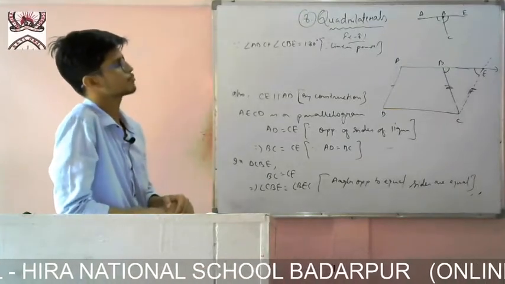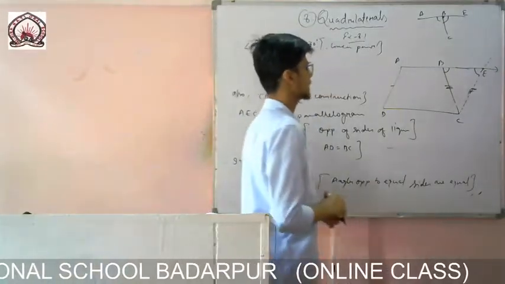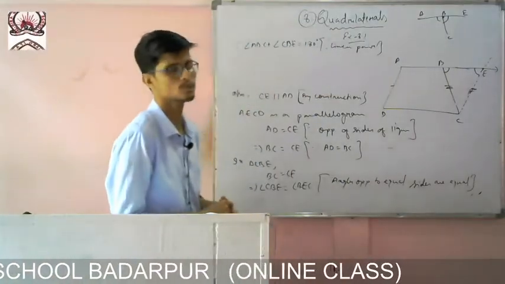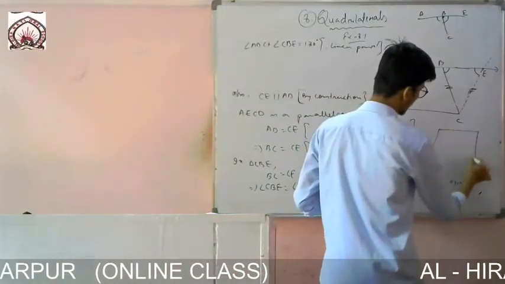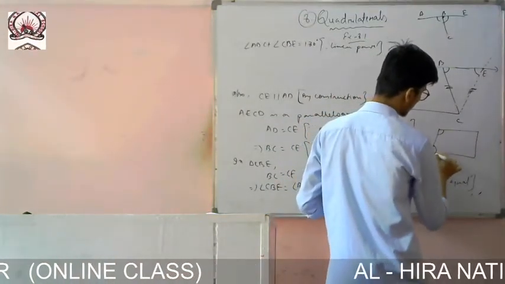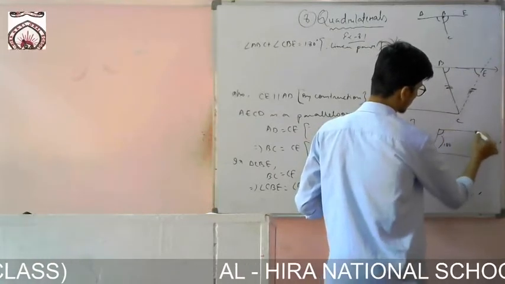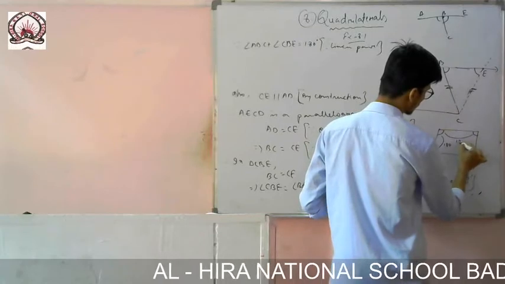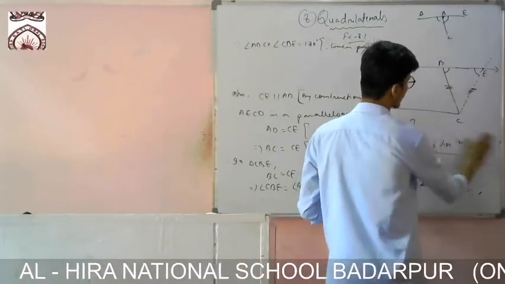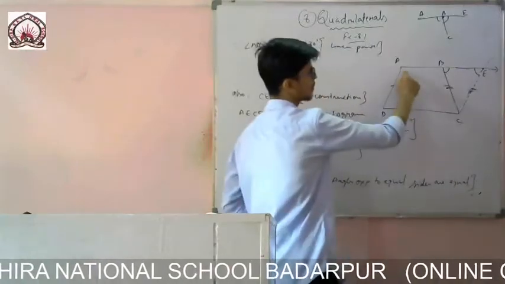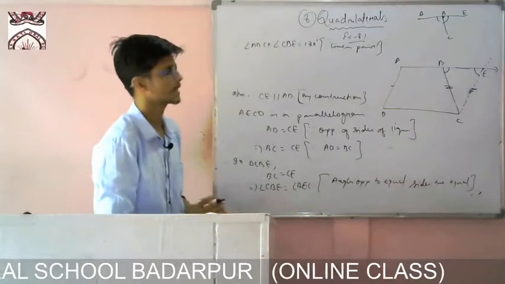And one more thing you see, in a parallelogram, the sum of the adjacent angles is equal to 180 degrees. If this is a parallelogram, then the sum of these adjacent angles will be 180 degrees. This angle plus this angle is 180 degrees, and this angle plus that angle is also 180 degrees. So here one is angle A, the other is angle E, that means both of them are adjacent angles.